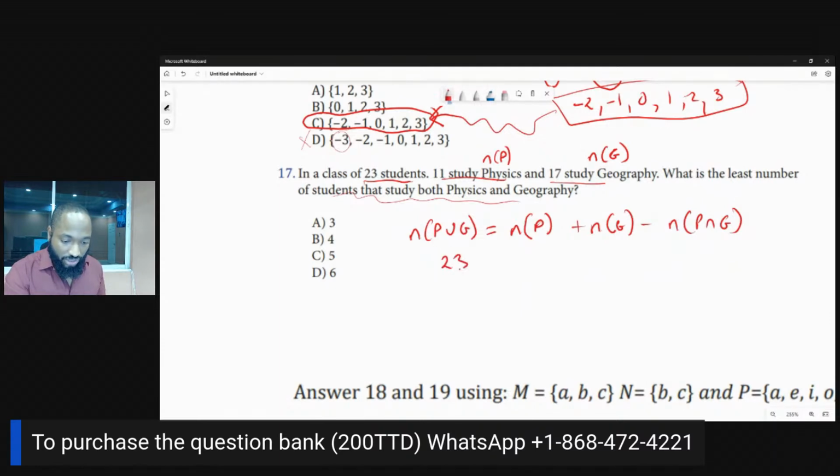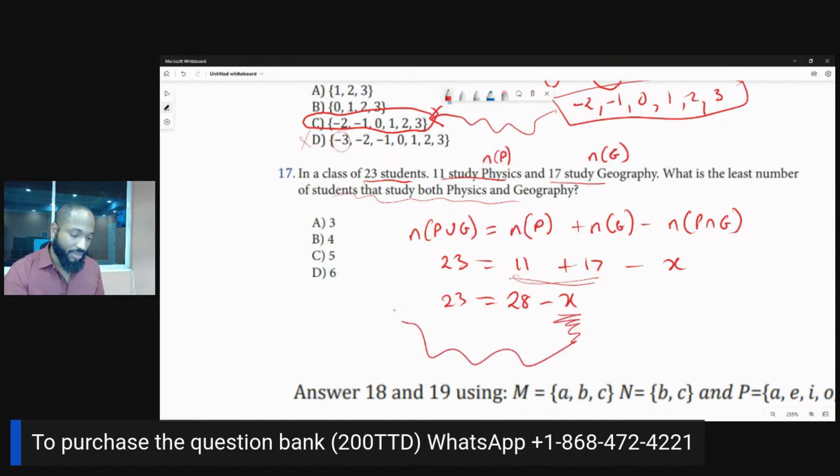So I have 23 is equal, and let's substitute now. Minus, and let's call this x. This is what I'm trying to find. 11 plus 17 is how much? 28. So I get 23 is equal to 28 minus x. It's clear to see now that x must be 5. Or I could just say 23 minus 28 is equal to negative x. Negative 5 is equal to negative x, so x is equal to 5. Just finish it off.